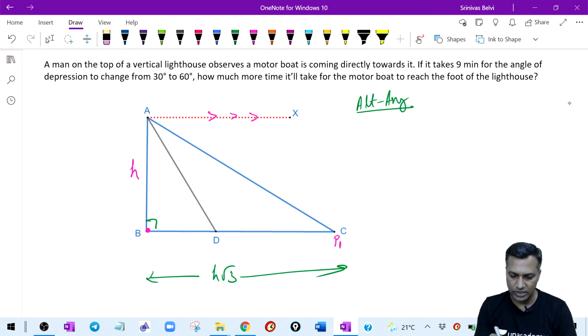Take the second case here. What is the second case? Angle of depression. Here is position 2. Position 1 story is over.